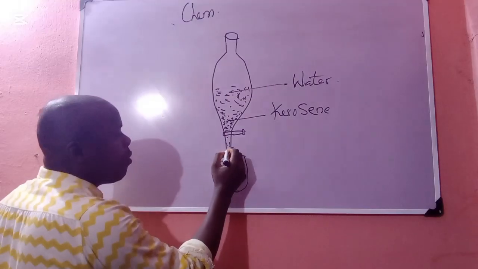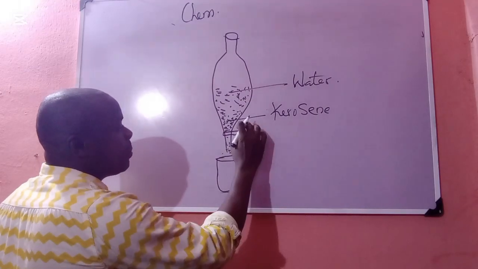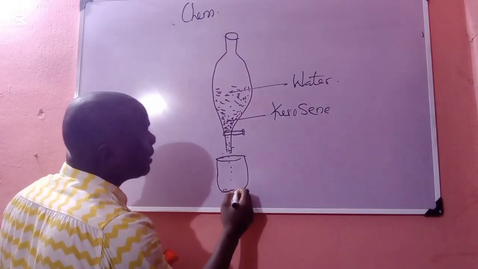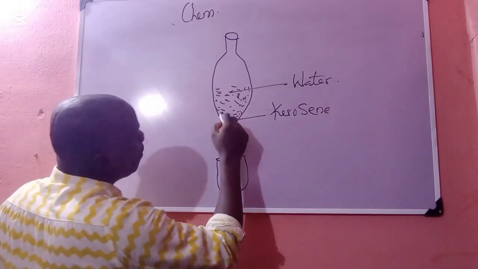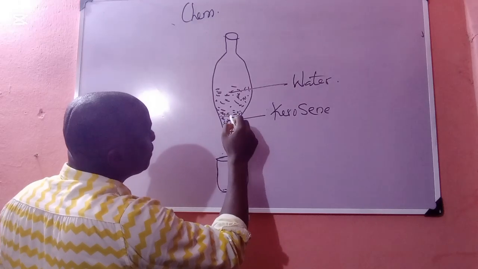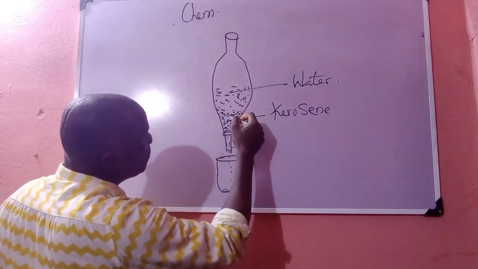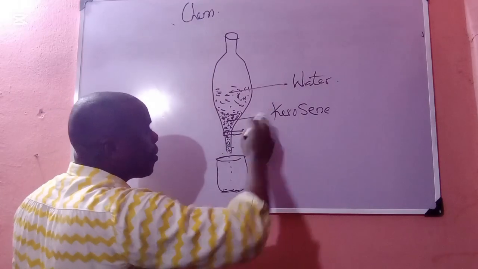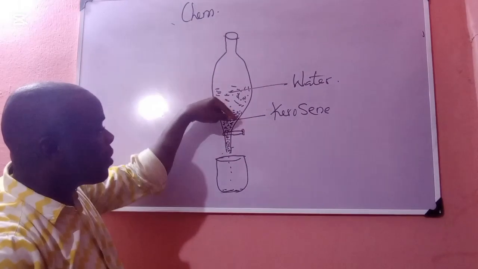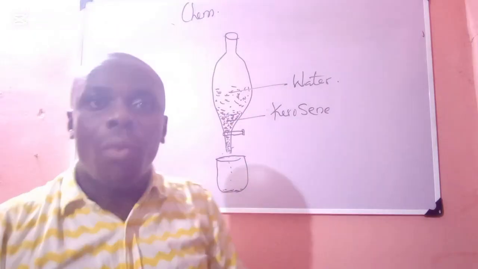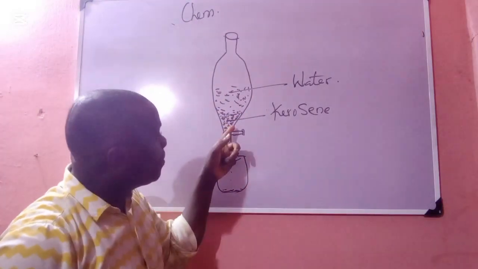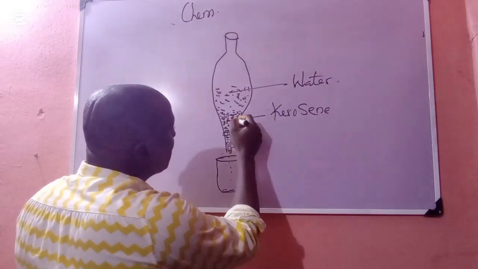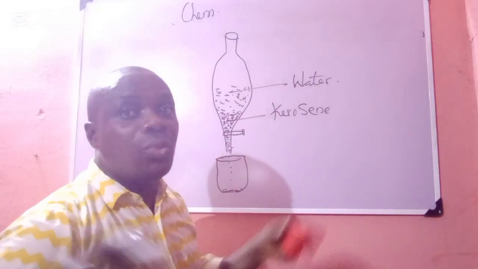Now, as you open this particular point, the liquid will be dropping inside. After some time, you can see that the whole of the one with high density will come down, dropping till all of it is finished. Then you lock here. At this particular moment, you have separated the one with higher density from the one with lower density. You've separated them into two different liquids.